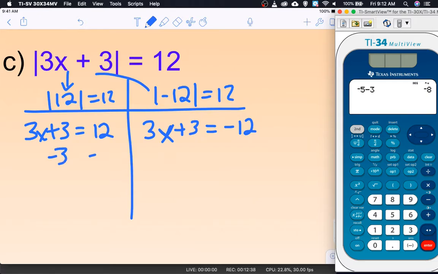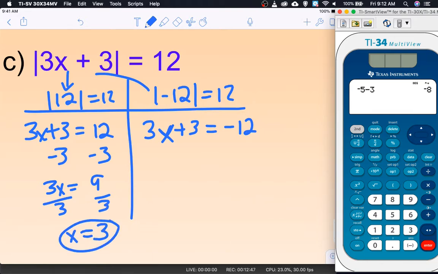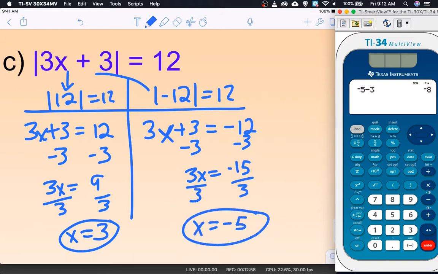So subtract 3 on both sides. 3x equals 9. Divide by 3 on both sides. x equals 3. Subtract 3 on both sides. 3x equals negative 15. Divide by 3 on both sides. And x equals negative 5.